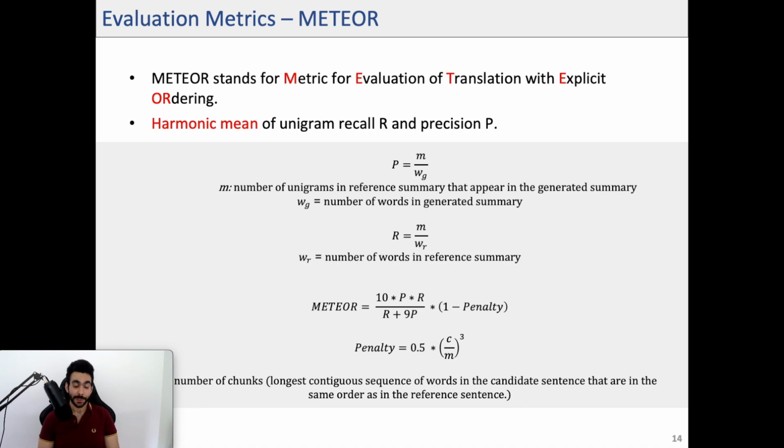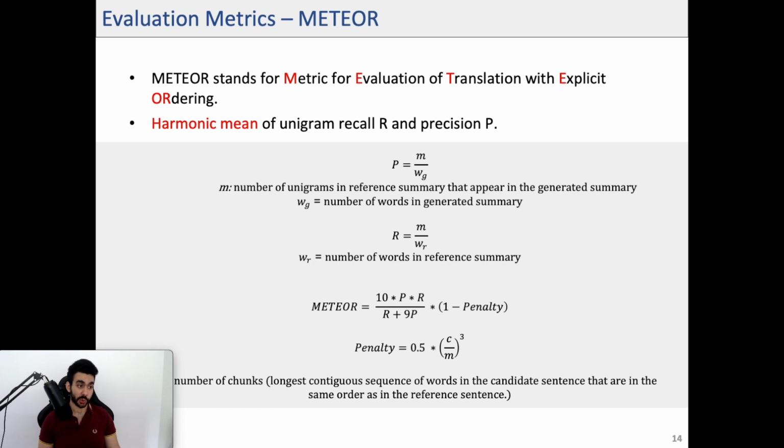So let's see. Precision, how are we going to calculate it? Again, number of unigrams in the reference summary that appear in the generated summary divided by the number of words in the generated summary. And this would, again, mean that most of the content in the generated summary is relevant. However, introducing the recall metric out here would be calculated as the same M over the number of words in the reference summary. And that would actually mean that most of the content in the reference summary made it into the generated summary in the end.